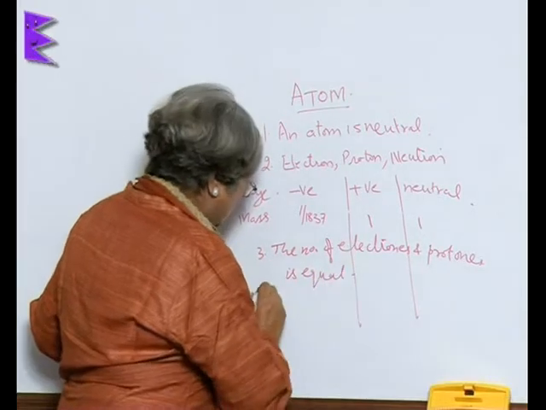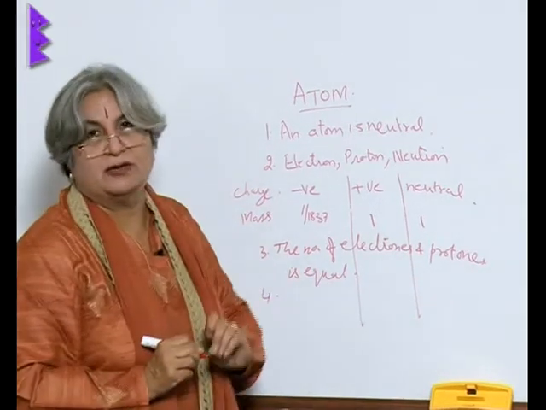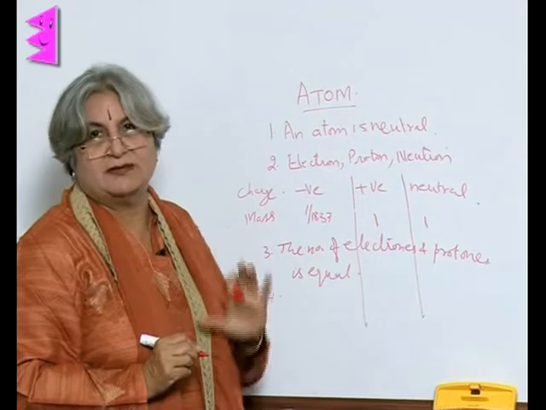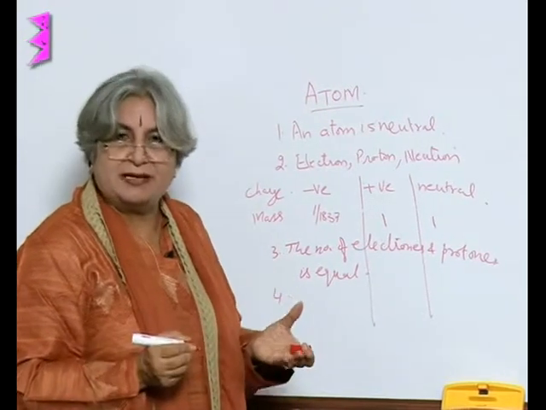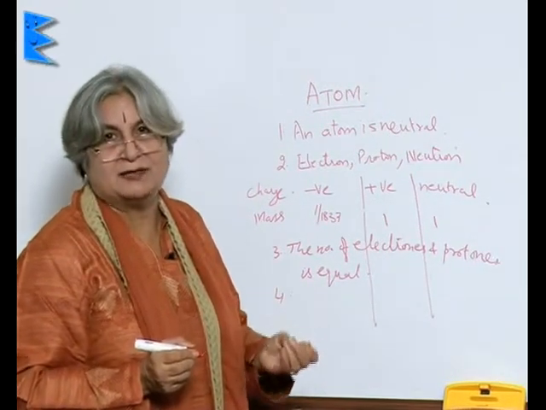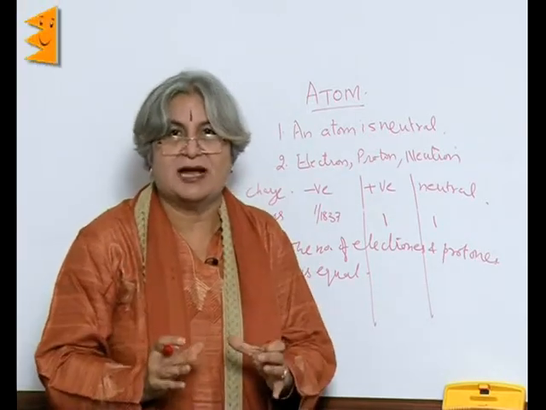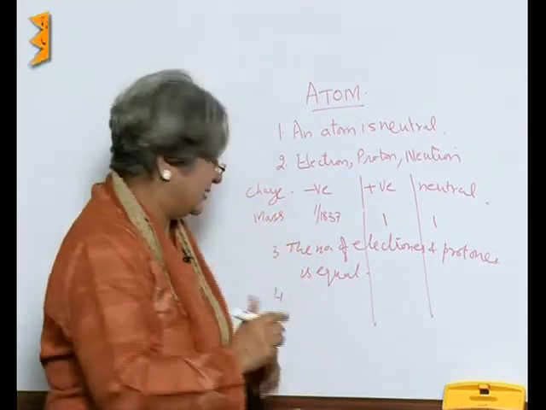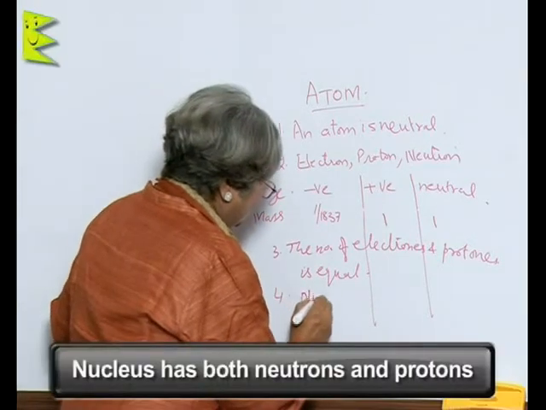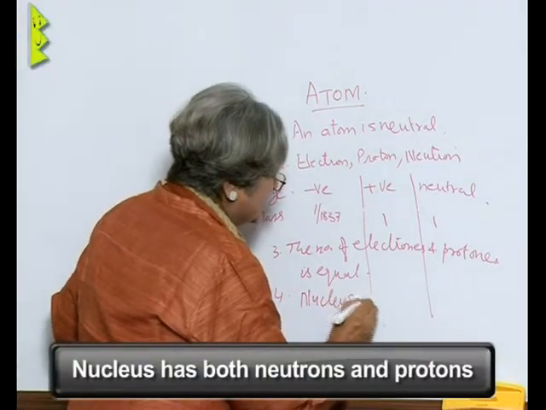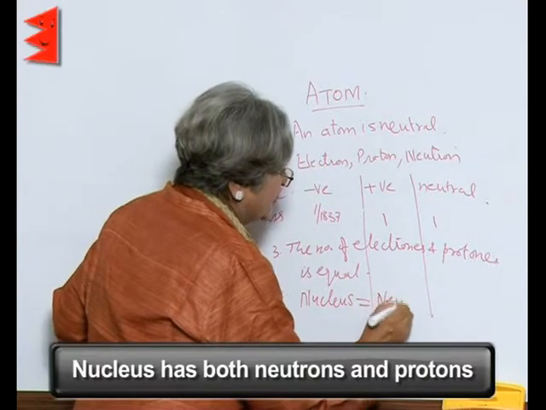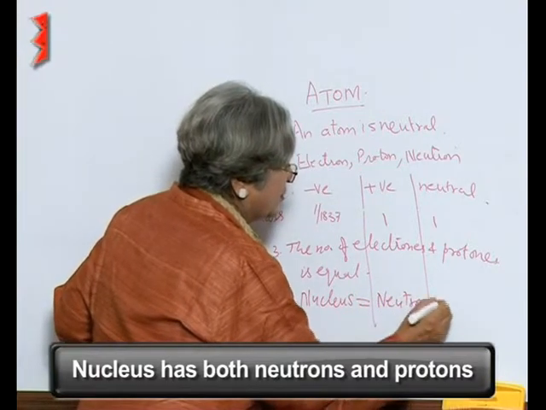See, each atom has a central core which is called nucleus, and nucleus is positively charged. So, what does that mean? It has both neutron as well as proton, and which also means that most of the mass of the atom is in the nucleus. Nucleus is equal to neutron plus proton.